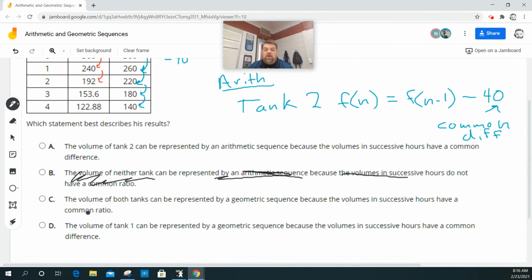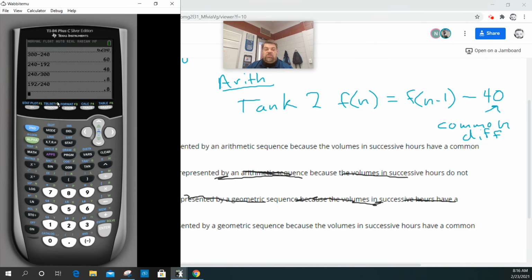The volume of both tanks can be represented by a geometric. No. Tank one has a common ratio, but tank two has a common difference. Tank one can be represented by a geometric. Okay, so as I read D, it says it could be a geometric sequence. So A and D seem to be the same. The difference is what's going to happen when I multiply 192 by 0.8? Will I get 153.6? I didn't check all the terms, so let's check.